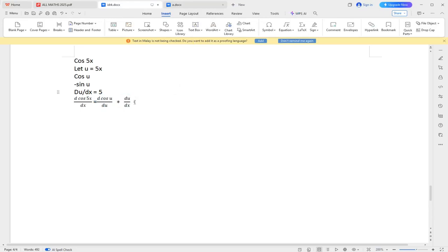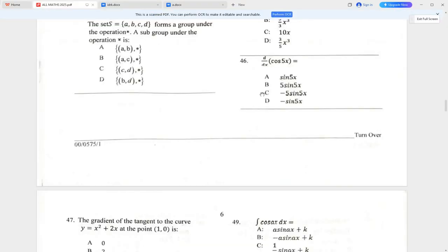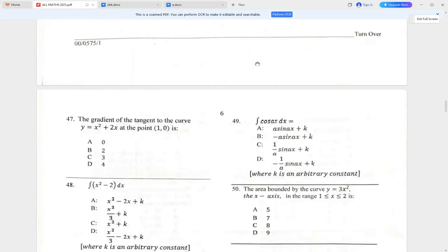Now differentiating cos u with respect to u, we had negative sine u, so this is equal to negative sine u times du on dx, which we had as 5. Now negative sine u times 5 gives us negative 5 sine u. Another u is equal to 5x, so this is equal to negative 5 sine 5x. And negative 5 sine 5x is option C for question 46.